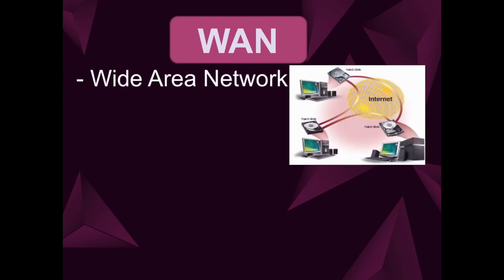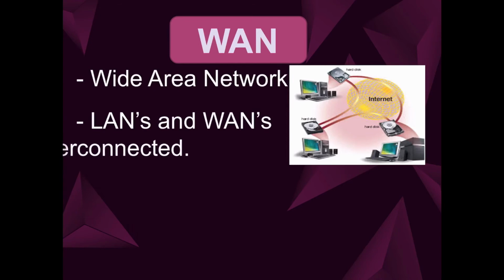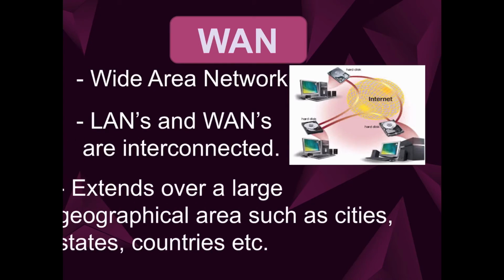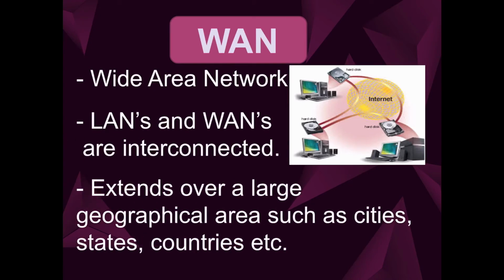Now, the last type of computer network is WAN, where WAN stands for Wide Area Network. It is a computer network in which several local area networks and metropolitan area networks are interconnected. A wide area network is usually a network of networks that can extend over large geographical areas such as cities, states, countries, continents, or even all around the world.